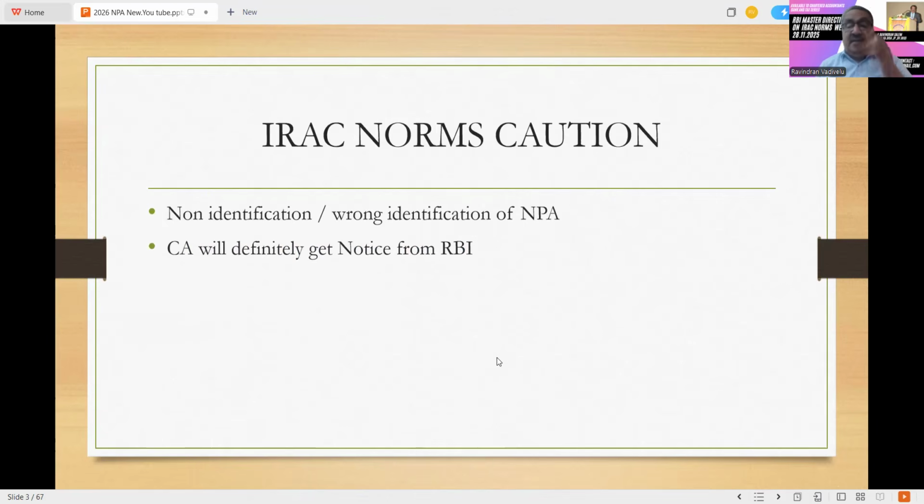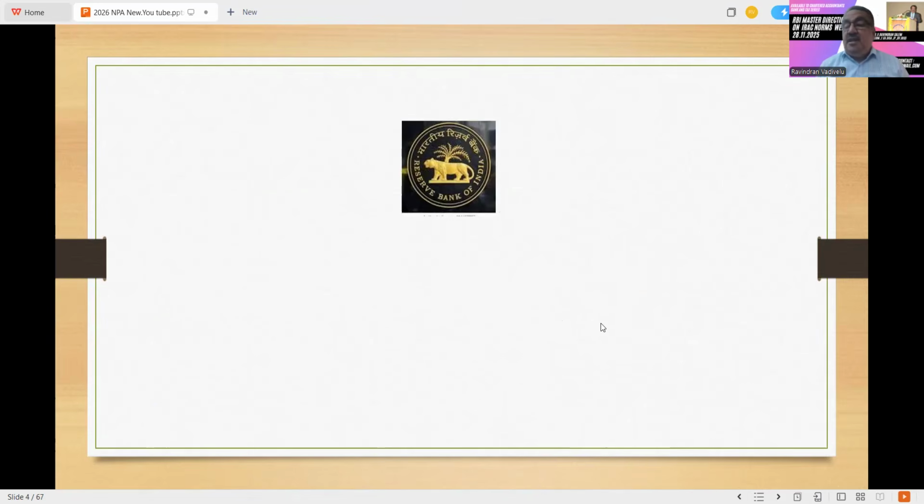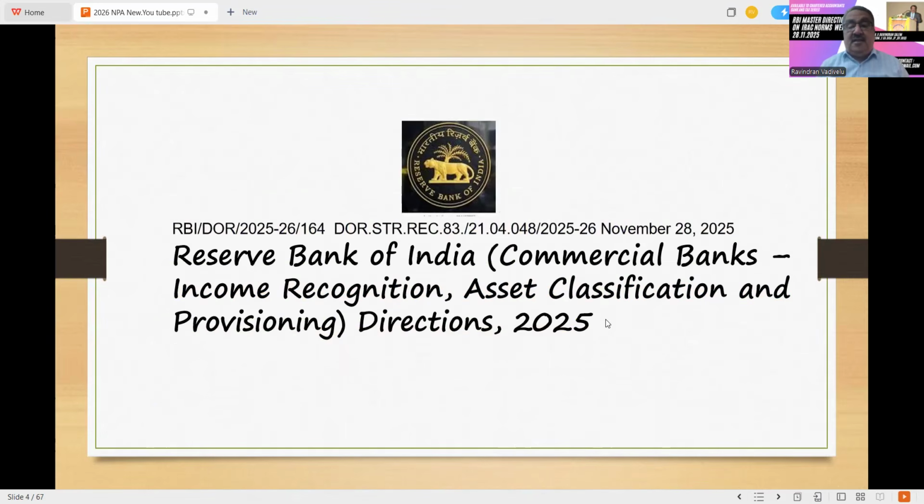And this is a very serious thing I want to convey to you. Please do the audit correctly and do the classification correctly, and you will be referred to disciplinary proceedings, if any, and if the wrong classification or non-classification of NPA is material by the Reserve Bank of India. Please be careful, and these are the latest directions based on which you have to carry out the IRAC norms working, that is with reference to NPA classification.